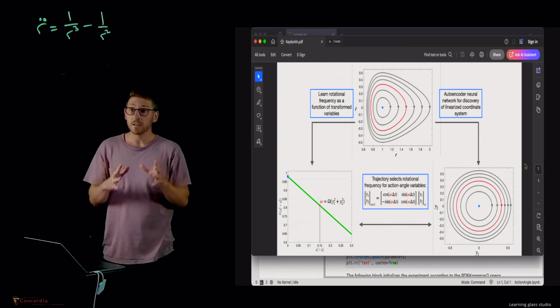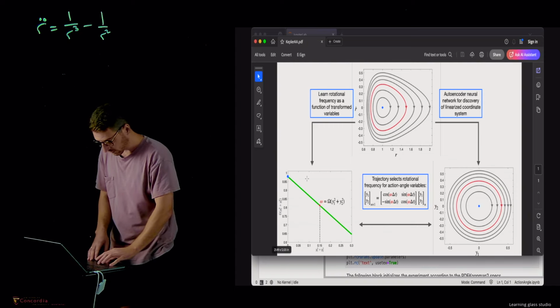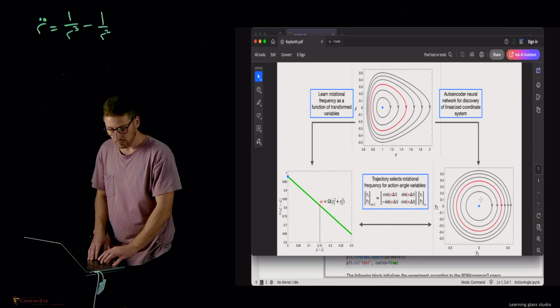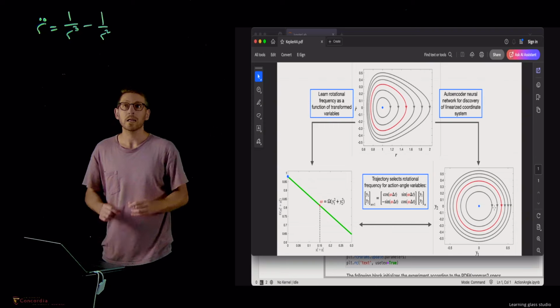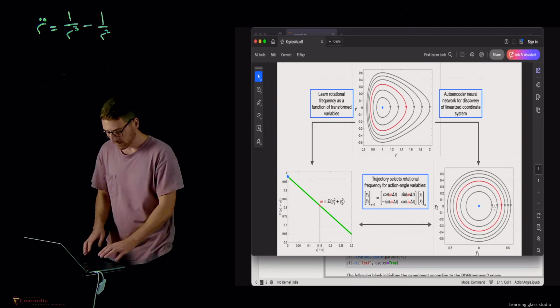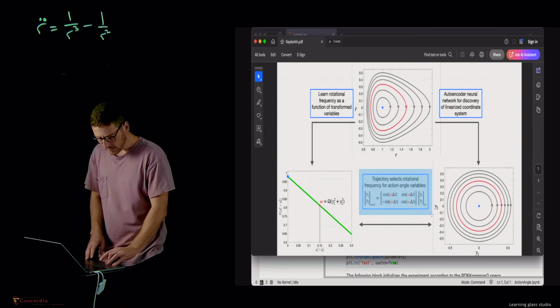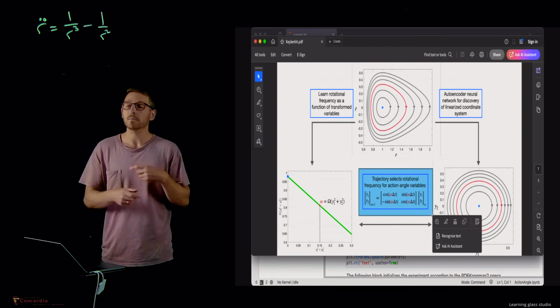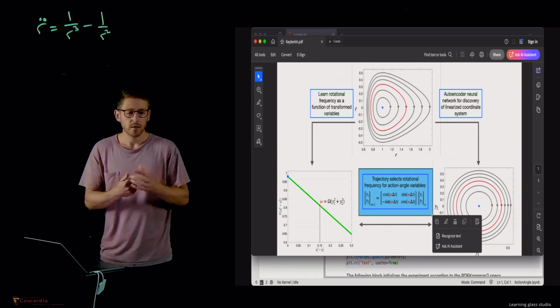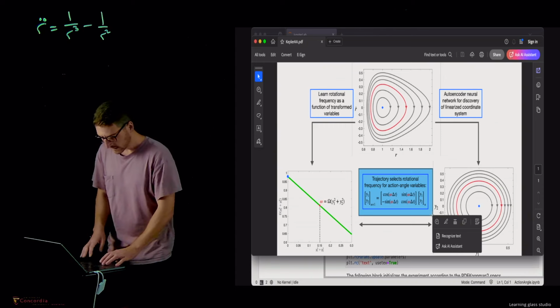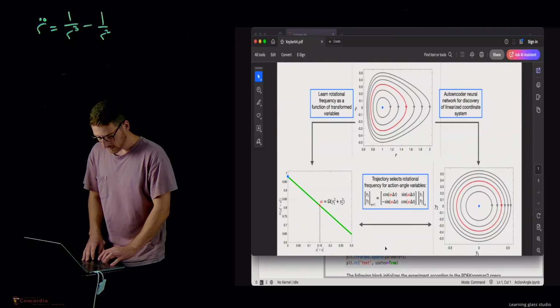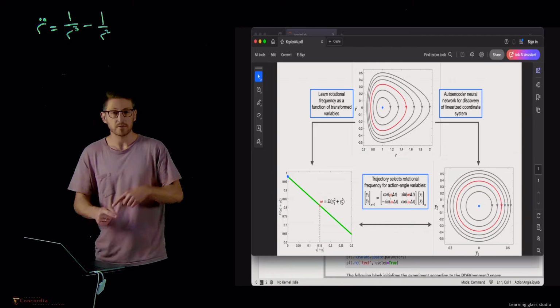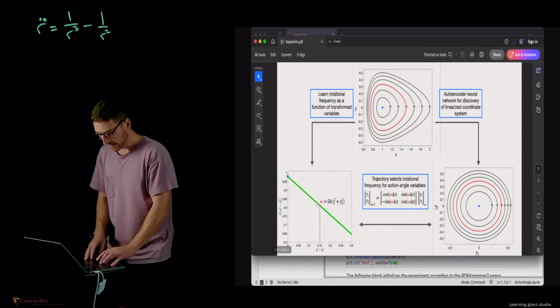And this is where the auxiliary neural network comes in, which is shown over here, where I have omega, which identifies the frequency based on the radius of the circle in the latent dynamical system, right? So here you can see that the action angle coordinates lead to this linear dynamical system, again put into real coordinates instead of complex coordinates, where you're sort of advancing according to this rotation matrix, and the frequency of that rotation is selected by this auxiliary neural network.